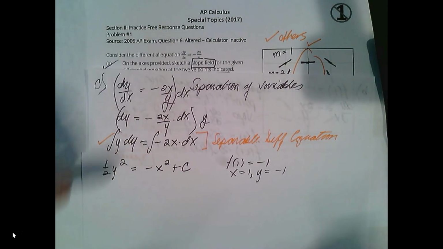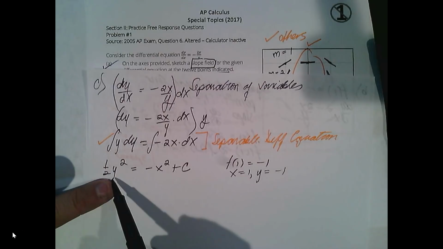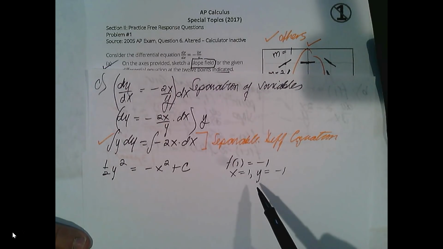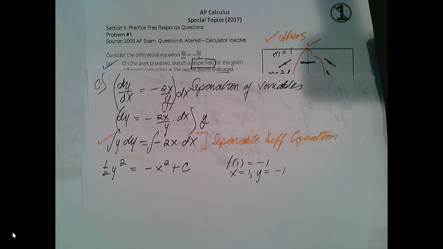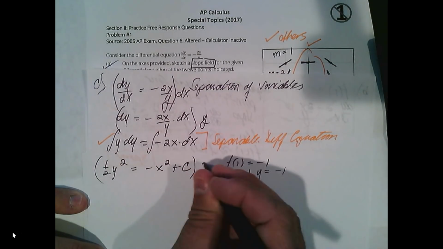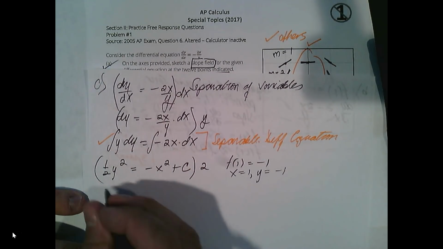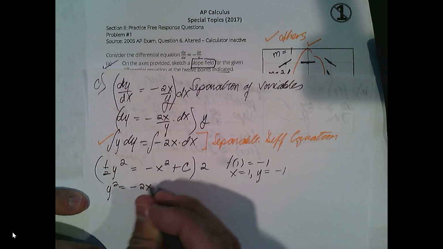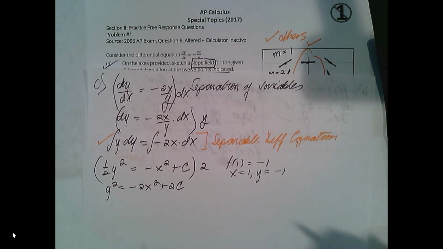That's great. Other people like to solve for y first, then use the initial condition to solve for the constant of integration. That's good too. It doesn't matter. Sometimes one method is better than the other. I'm going to solve for y first. I'm going to multiply both sides by 2. So I get y squared equals negative 2x squared plus 2 times c.